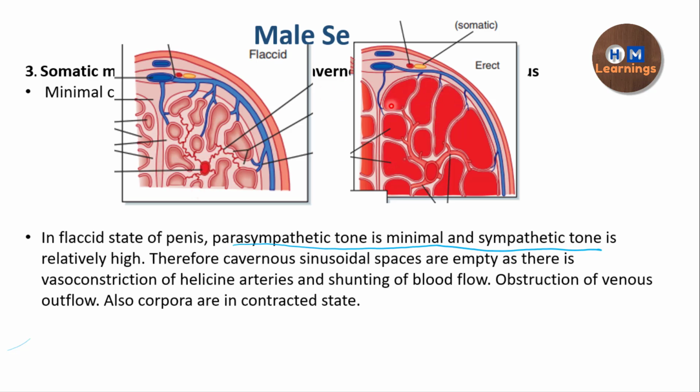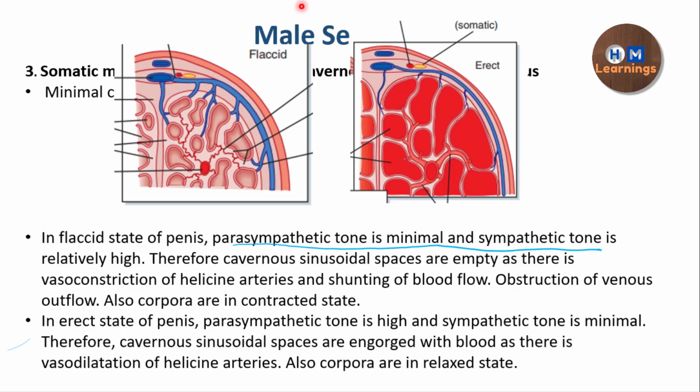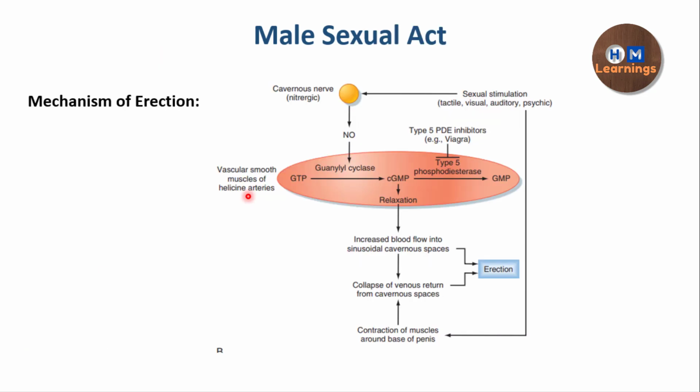Now in the erect state, you can see that these cavernous sinusoidal spaces are filled with the blood, because there is vasodilation and also there is obstruction of the venous outflow. I'm sorry, this statement should be here in the erect state, not in the flaccid state. So this is about the erection, the flaccid state and the erect state.